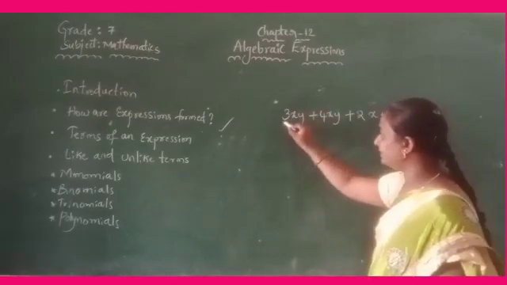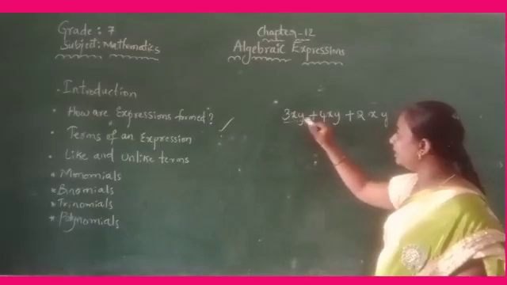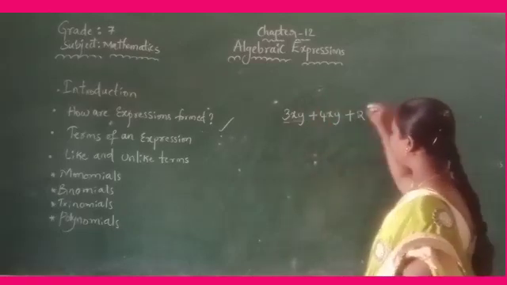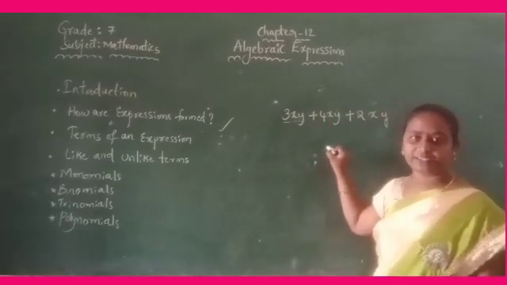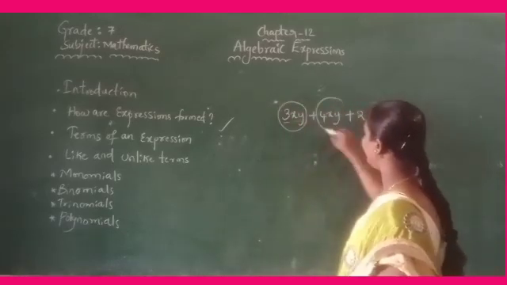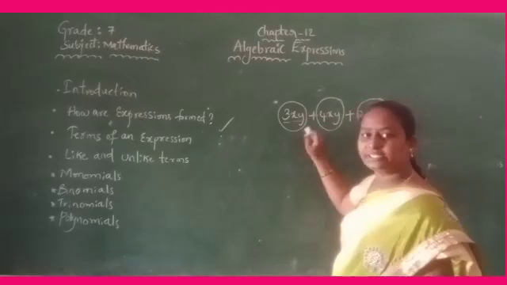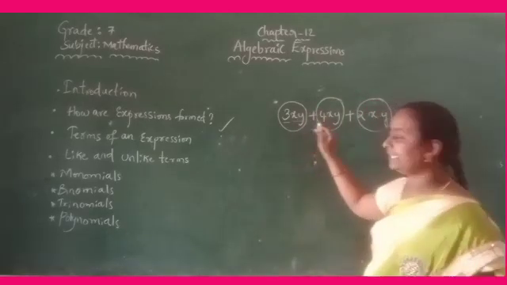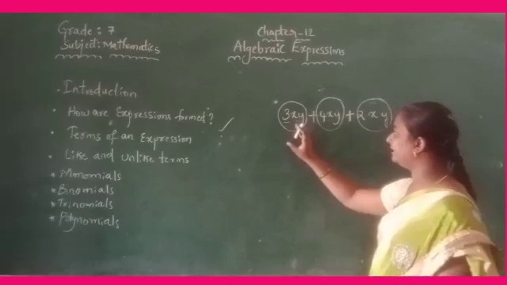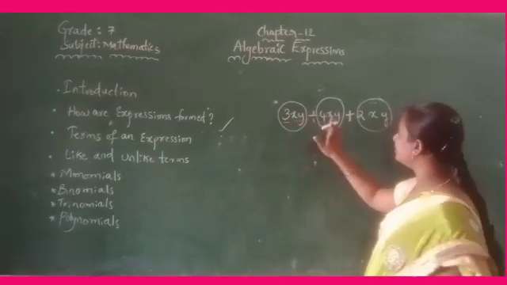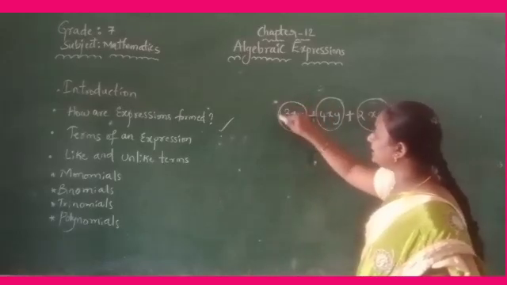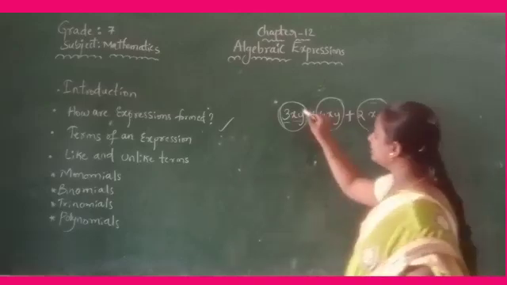An algebraic expression means it has constants, variables, and also arithmetic operations. If all these are included, then we can say that it is an algebraic expression. In this algebraic expression, these are the terms. A term is something that is being added together. So this plus symbol is connecting all the terms, that is, the addition of all these terms.